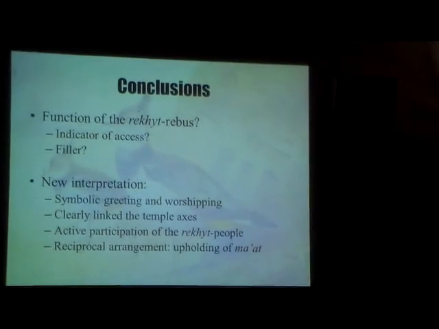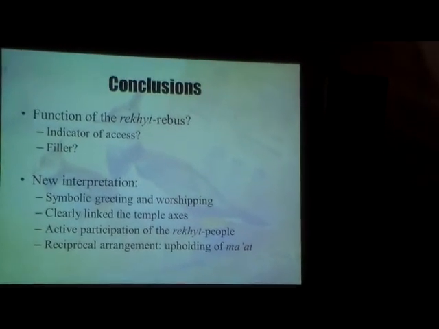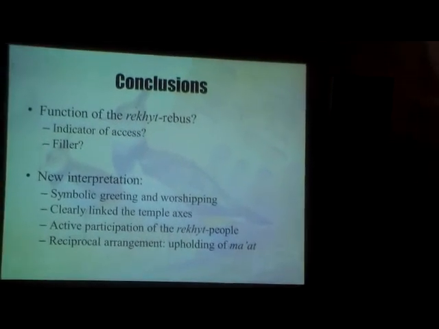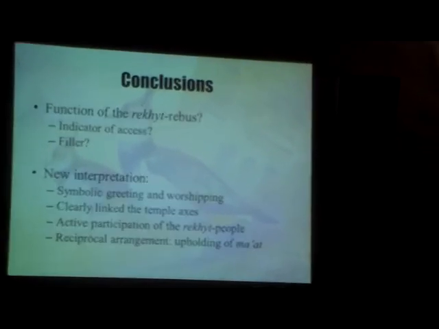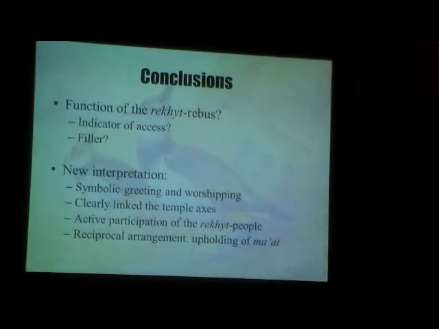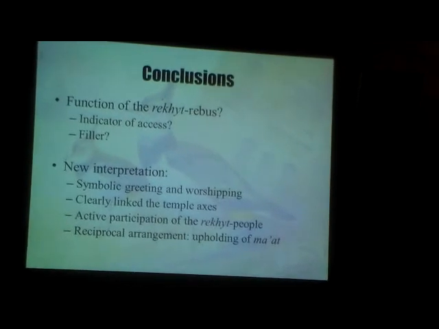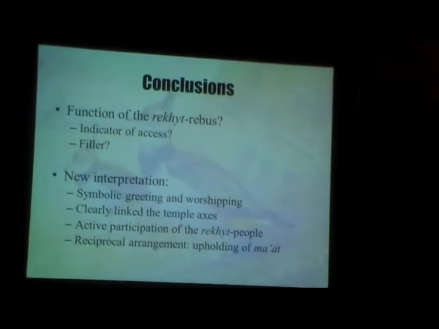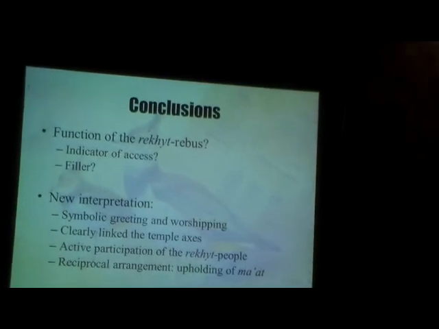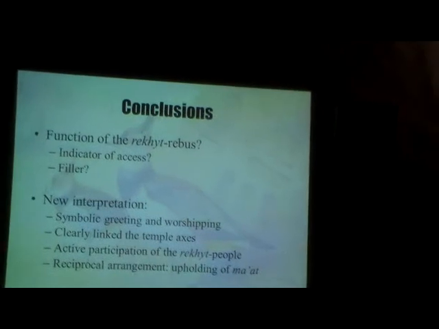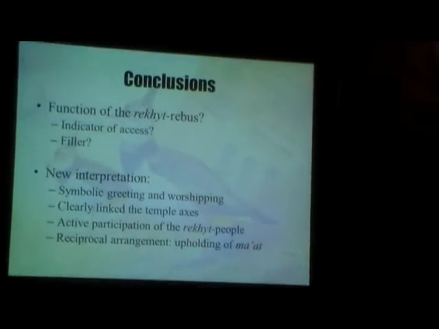I should have mentioned also the palace from Merenptah at Memphis. You even find the rekhyt-rebuses in the bedroom of the pharaoh. That's not an area where the common people were going to have access. And I think it's all this reciprocal arrangement that I mentioned earlier. The rekhyt people need to adore the pharaoh, the pharaoh needs to adore the gods, and the gods look after the people. If you take the rekhyt people out of that cycle, you have the collapse of Ma'at, you have Isfet.